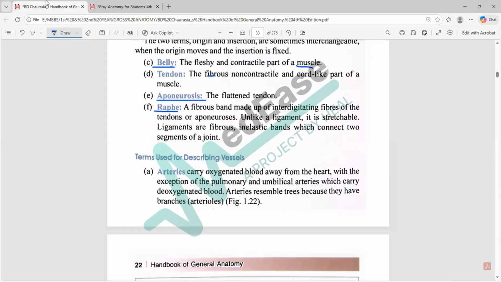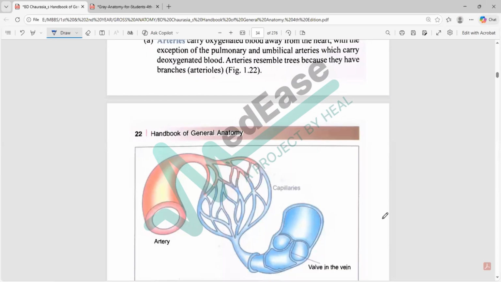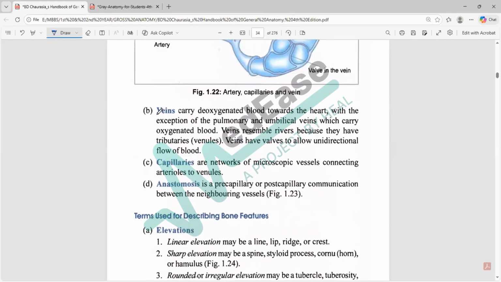Now, unlike the tendon, it is quite flexible mainly, and it is stretchable as well. Now, for the vessels, we need to know the basic terms: the arteries, the veins, and the capillaries. The artery carries oxygenated blood, always carrying oxygenated blood, except for two major arteries, the pulmonary and the umbilical arteries. Then we have the veins, which carry deoxygenated blood, except the two main veins, the pulmonary and the umbilical veins mainly.